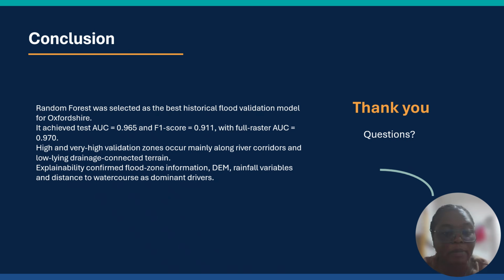We also see that high and very high validation zones were mostly concentrated along river corridors and low-lying drainage terrain. And explainable AI analysis confirmed that the primary drivers of flood susceptibility include the flood zone, the elevation, the rainfall variables, and distance to watercourse. They were the major drivers of flood susceptibility.